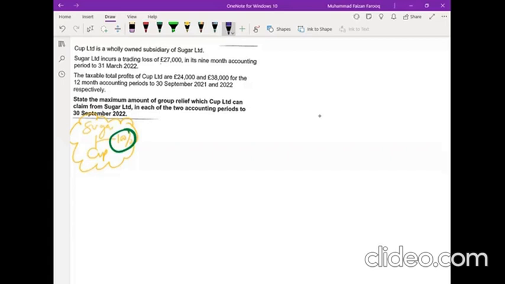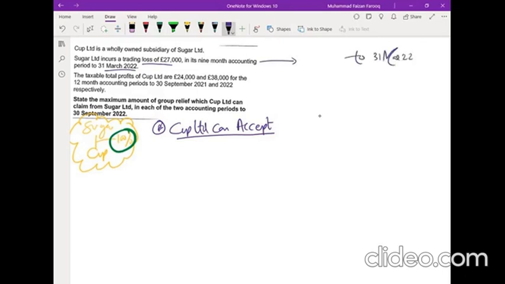Cup Limited has profits, right? So Cup Limited can accept. We are going to calculate the maximum group relief. The problem is Cup Limited has an accounting year and Sugar Limited has an accounting period. You can see the loss is for the period. If I write this period, 9 months to 31st March 22.